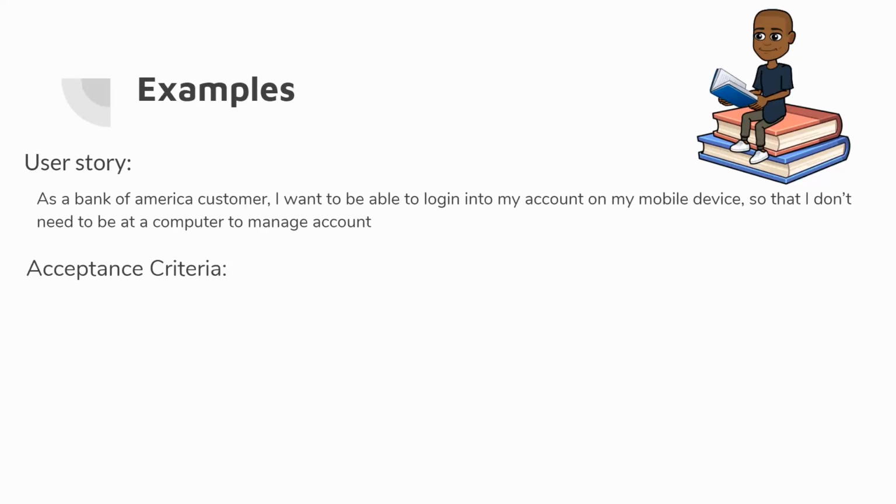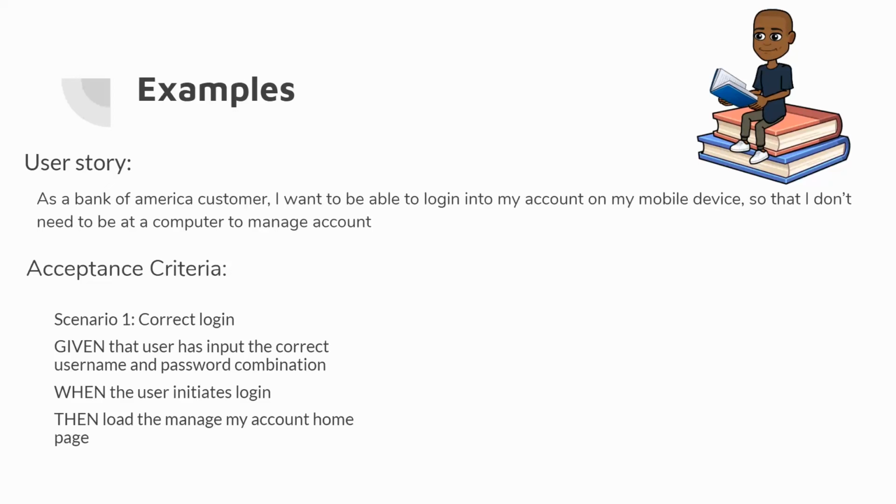An example of using Gherkin as your acceptance criteria might be something like this. So for this user story, as a Bank of America customer, I want to be able to log into my account on my mobile device so that I don't need to be at a computer to manage my account. The first scenario when writing this might be a correct login. So given that the user has input the correct username and password combination, when the user initiates login, then load the Manage My Account homepage.